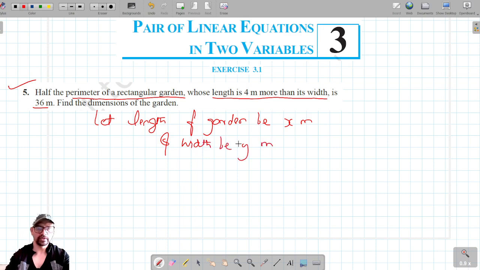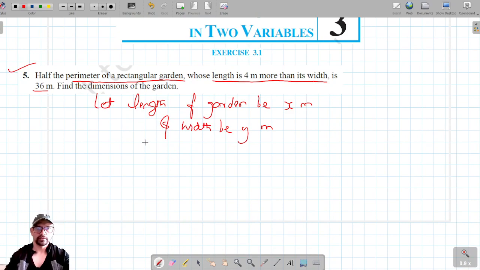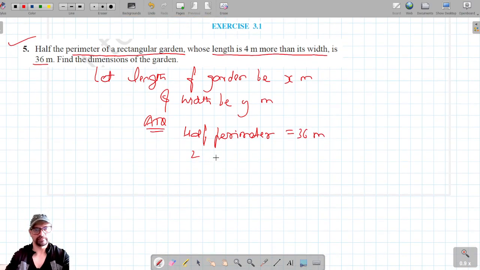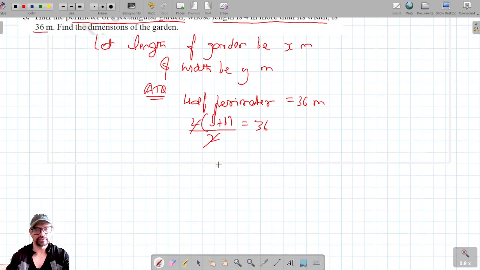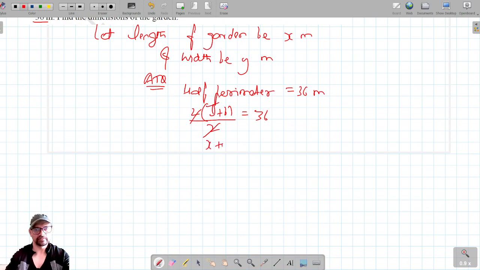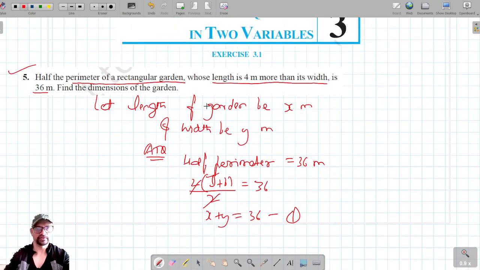And the width be y meters. So according to the question, the half perimeter is equal to 36 meters. Half perimeter means 2 into (L plus B) divided by 2, which is equal to 36. Length is x, breadth is y. So x plus y is equal to 36. This is the first equation.